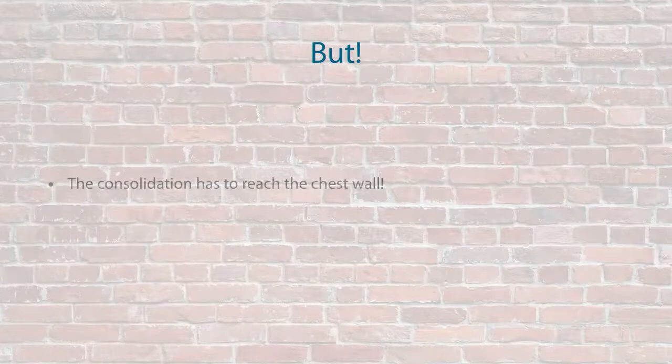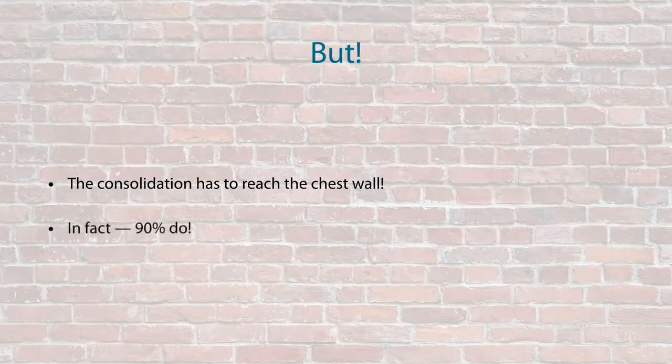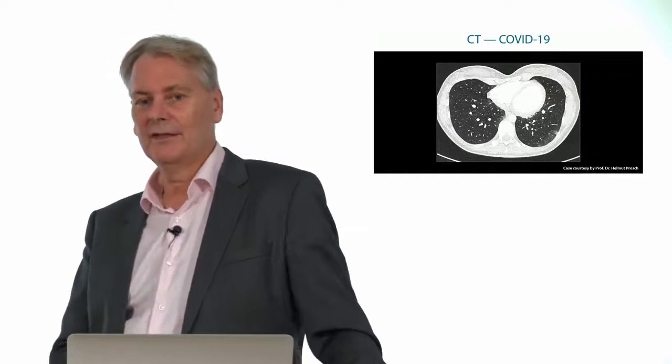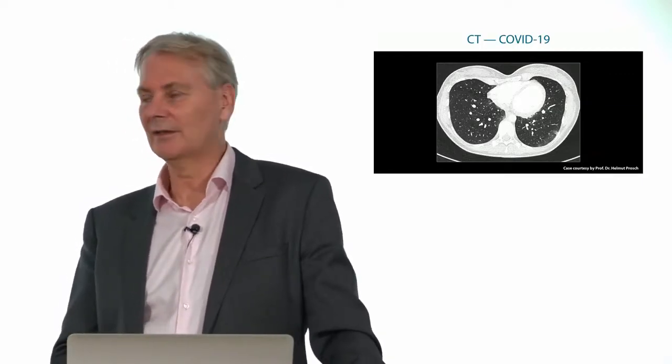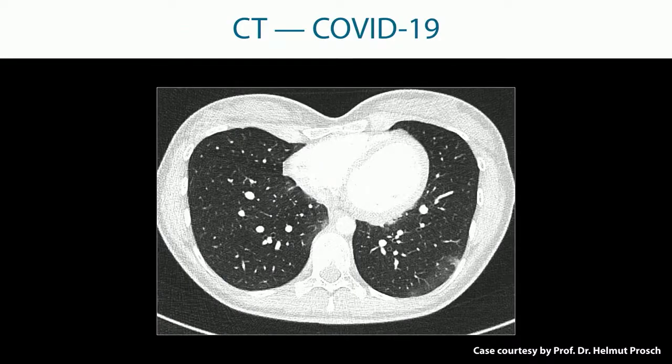But now you might say the consolidation has to reach the chest wall. In fact, 90% actually do. So with lung ultrasound, we can detect all the pathologies that reach the chest wall. Here's an example of a CT that demonstrates exactly what Martin just said. A patient with COVID-19 infection, pneumonia, and you see that actually the infiltrate is close to the chest wall. So this is definitely a lesion that we can image with the help of ultrasound.